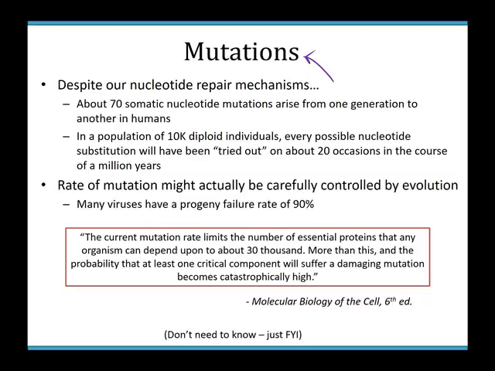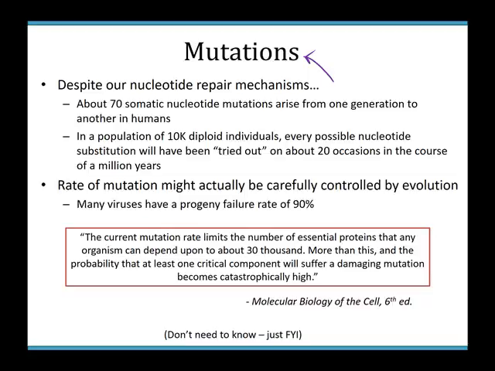And if you really, really zoom out and you look at, say, a population of about 10,000 people who are diploid, that means that every cell has divided so many times, and we've had so many different mutations that every possible nucleotide substitution will have occurred. Every possible mutation will have occurred about 20 times in the course of just 1 million years.